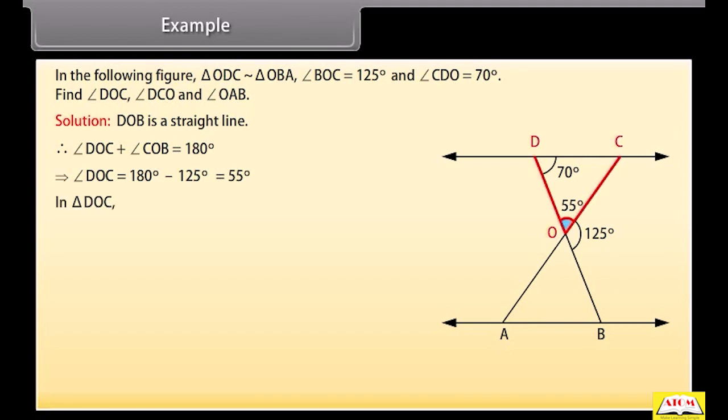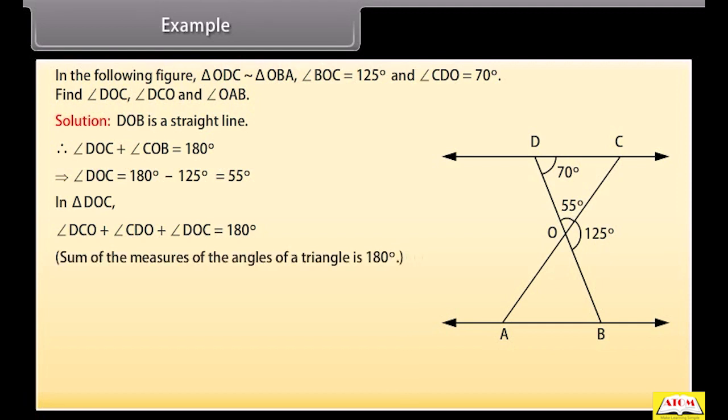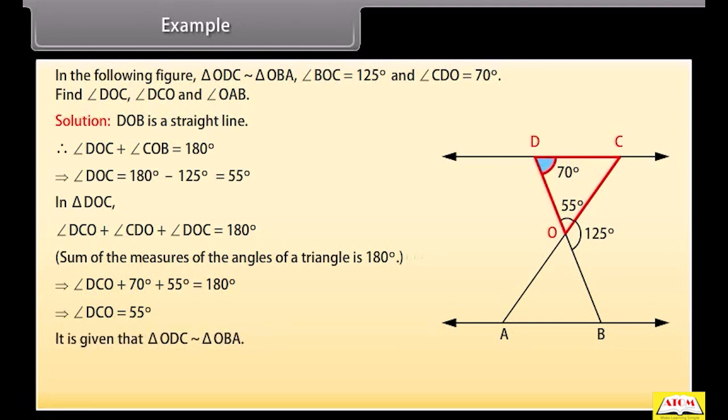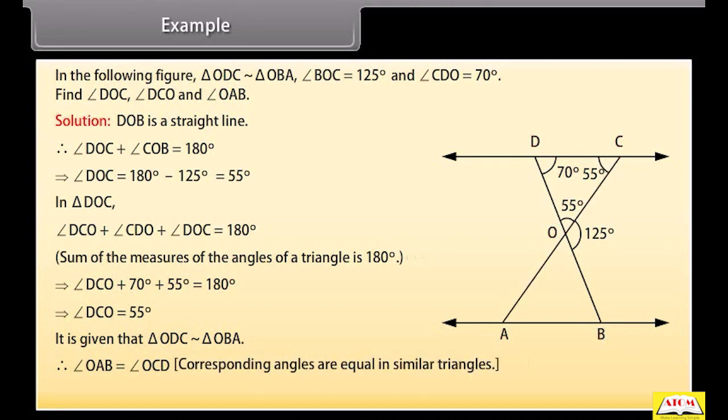In triangle DOC, angle DCO plus angle CDO plus angle DOC equals 180 degree. Sum of these measures of the angles of a triangle is 180 degree, which implies angle DCO plus 70 degree plus 55 degree equals 180 degree, which implies angle DCO equals 55 degree. It is given that triangle ODC is similar to triangle OBA. Therefore, angle OAB equals angle OCD. Corresponding angles are equal in similar triangles, which implies angle OAB equals 55 degree.